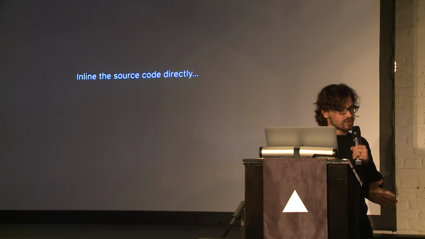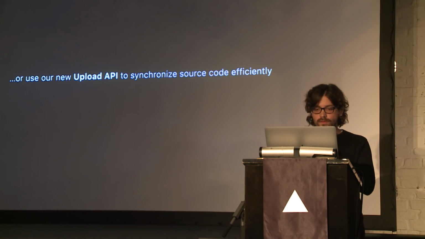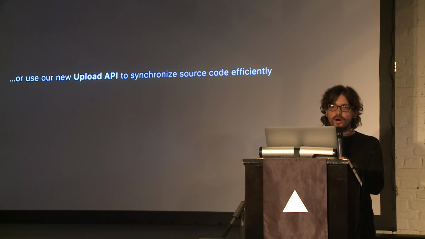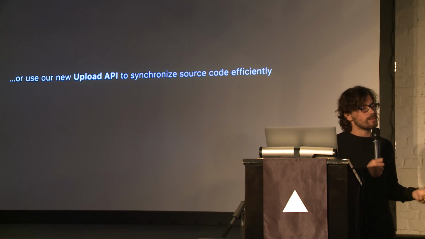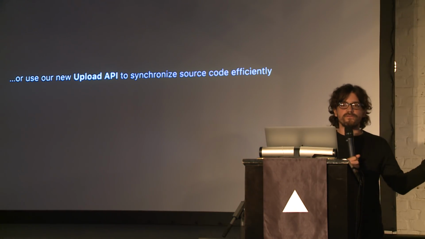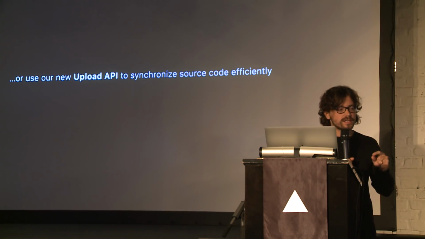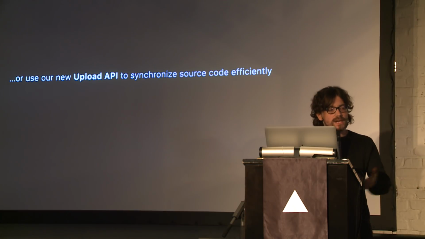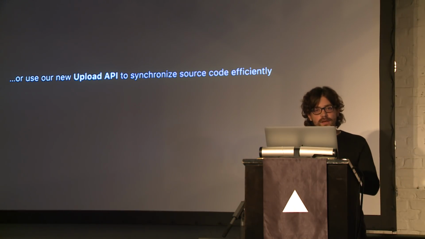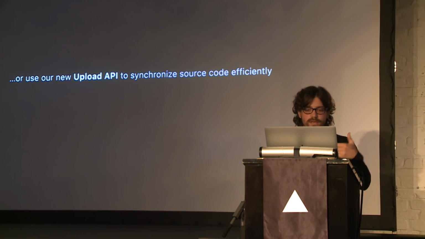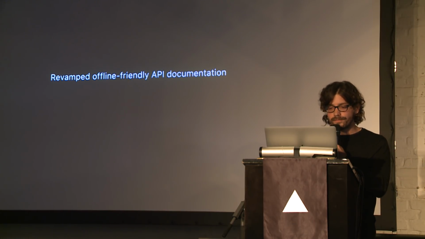You can inline the source code directly, or you can use our upload API to only upload the bits of code that have changed. This is very important in the context of continuous integration because the vast majority of files don't change. And that's going to become even more relevant in the future for builds. So while the vast majority of files don't change, you want to use the upload API to get the least amount of code to us that we need to build and execute your code.